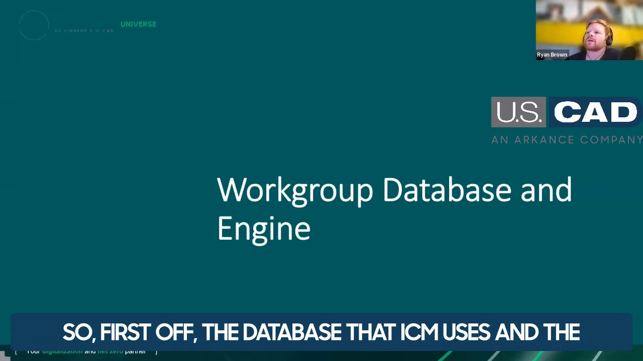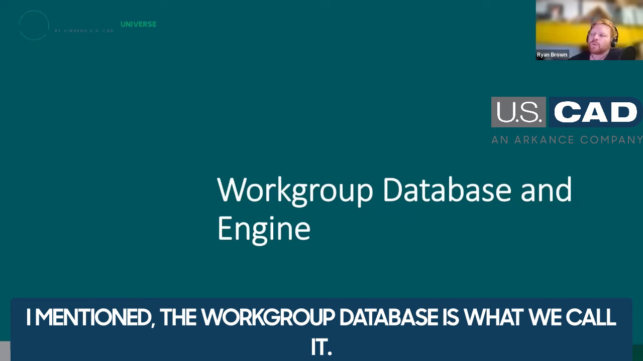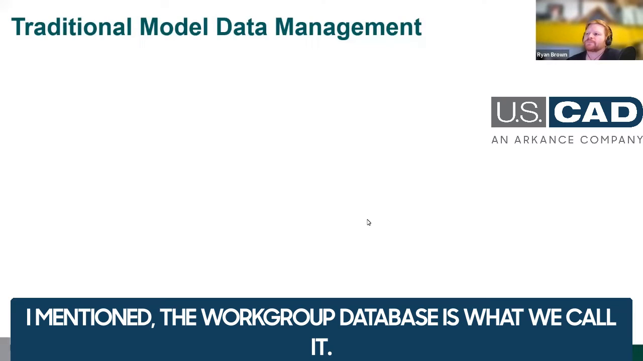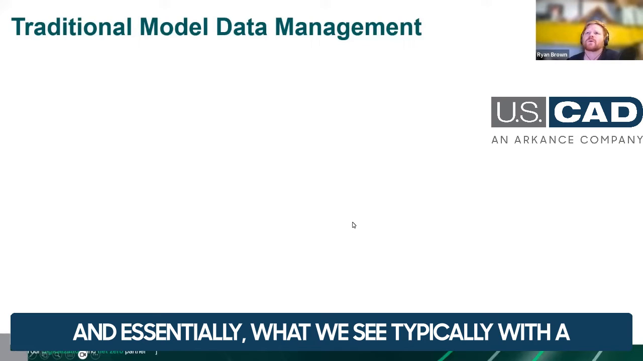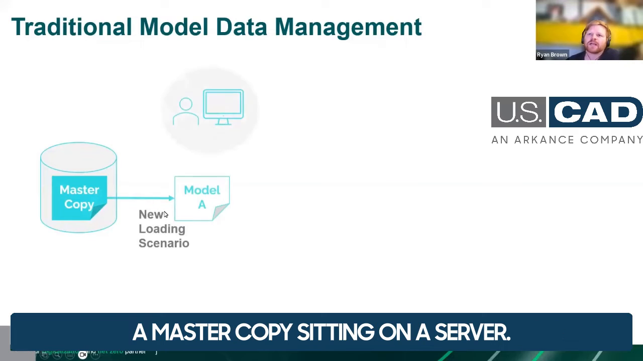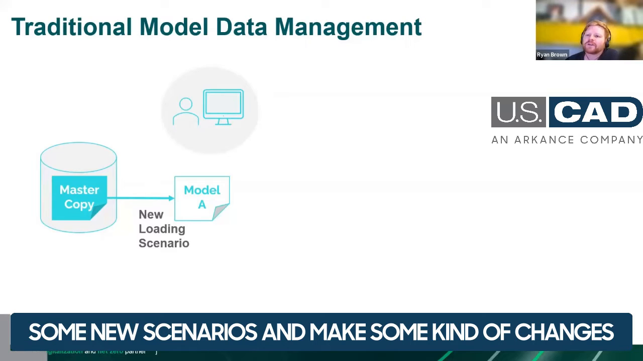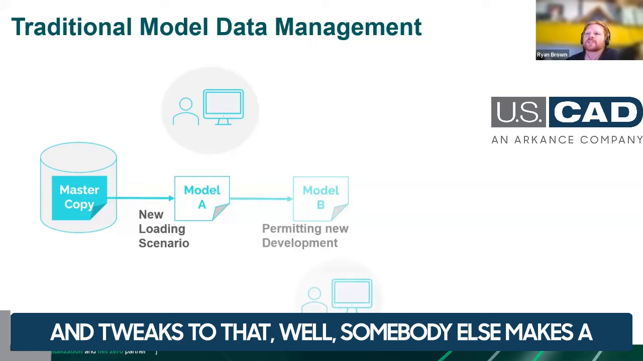So first off, the database that ICM uses and the unique engine that it has, that proprietary ICM engine I mentioned, the Workgroup database is what we call it. And essentially, what we see typically with a lot of traditional models is you might have a master copy sitting on a server. Somebody will copy that out and start to make some new scenarios and make some kind of changes and tweaks to that.